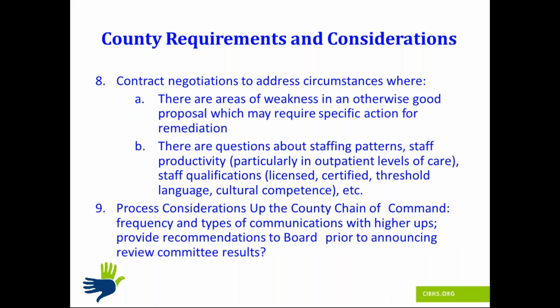And next slide. Number 8 has to do with contract negotiations, and this is after a selection. In your contract negotiations, you should address where there are areas of weakness in an otherwise good proposal, which may require specific action for remediation. So you've already gone through the selection process and selected a program that is pretty strong. They've been strong in most areas of their responses, but there may be some areas of weakness as well. Those should be looked at in contract negotiations to get the programs to firm up any weak areas. And then B, if there are questions about staffing patterns, staff productivity, staff qualifications, and those kinds of issues, those should be dealt with in contract negotiations as well.